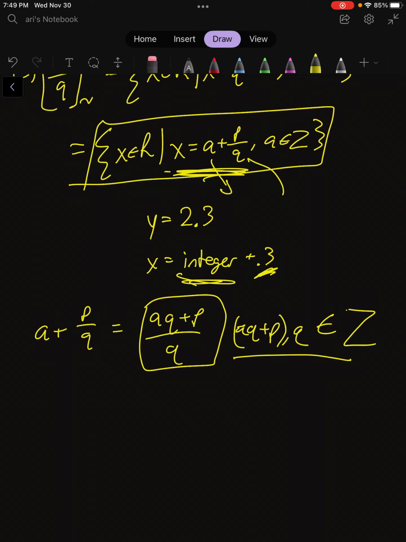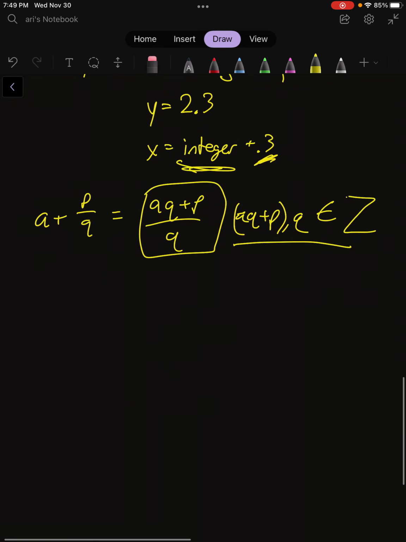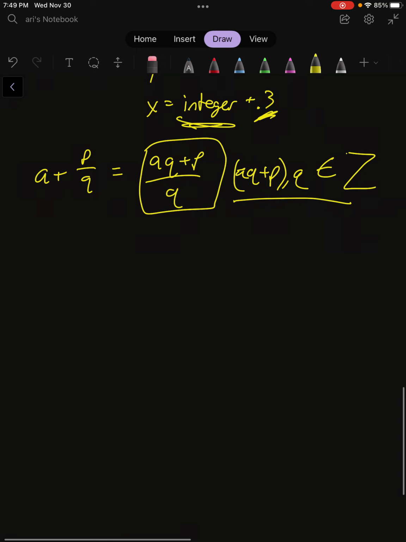So I didn't write out the proof exactly how you would want to write it out on an exam, but hopefully this is still helpful. And then finally for part D, we need to find the equivalence class of the square root of 2. And if you've been paying attention so far, hopefully this is intuitive at this point.